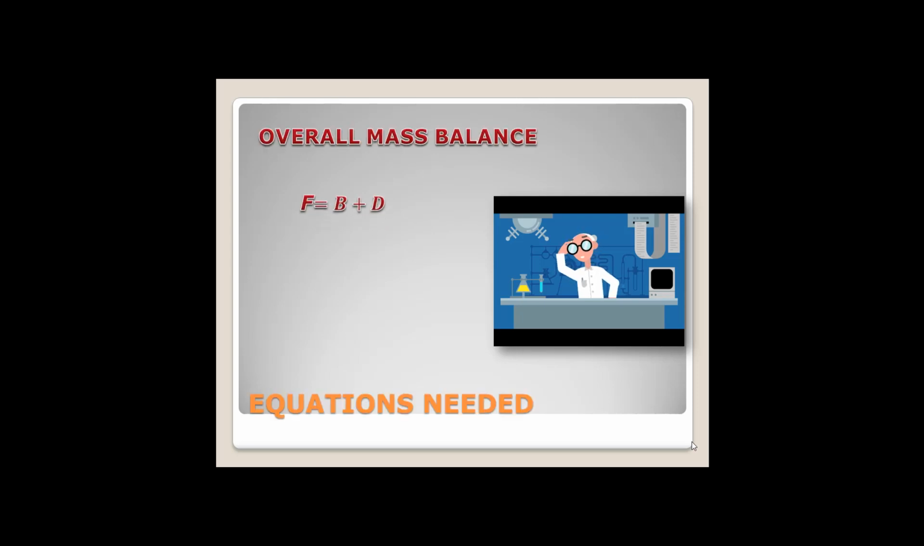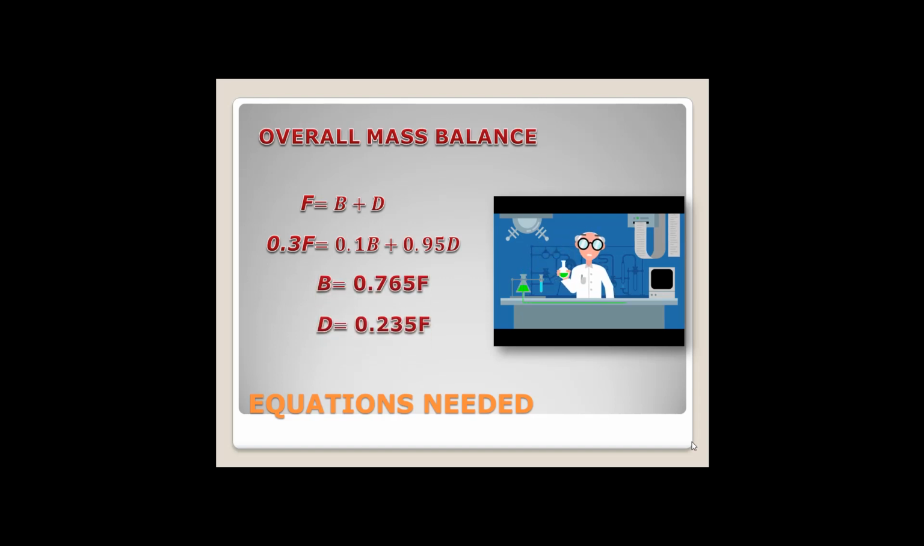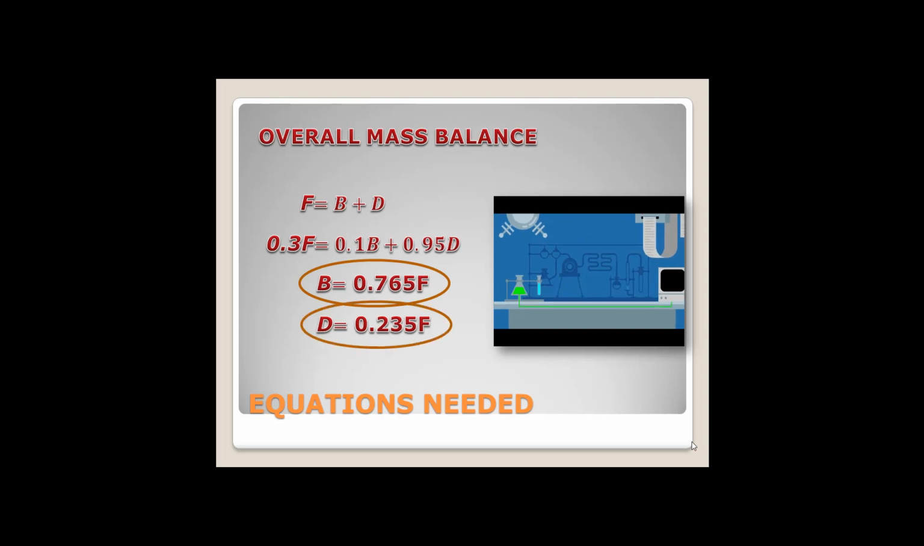First, I will write an overall mass balance in the system. So F is equal to B plus D, and this will be our first equation. Then, I will write a mass balance for the pentane, which is 0.3F is equal to 0.10B plus 0.95D, and I will assign it as equation 2. Combining these two equations, we found that B is equal to 0.765F and D is equal to 0.235F.